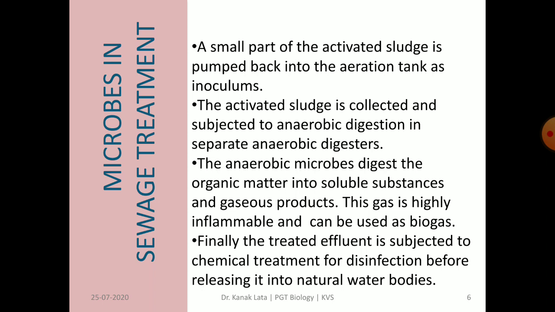Meanwhile, the remaining activated sludge is transferred to an anaerobic digester for digestion of organic matter into soluble substances and gaseous products with the help of anaerobic microbes. The gas formed is highly inflammable and can be used as biogas, a mixture of methane, hydrogen sulfide and carbon dioxide. Finally, the treated effluent is subjected to chemical treatment for disinfection. After that, it is released into natural water bodies like rivers and streams.